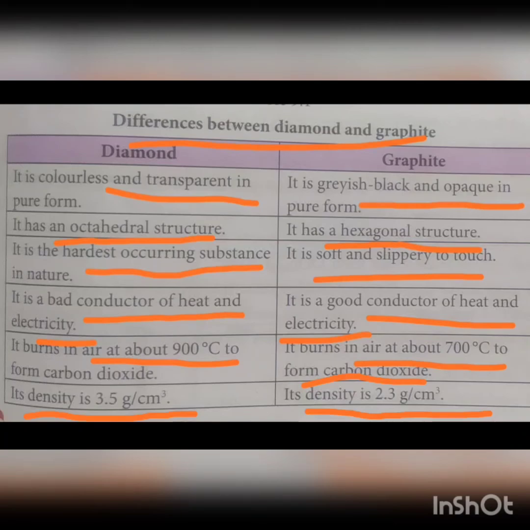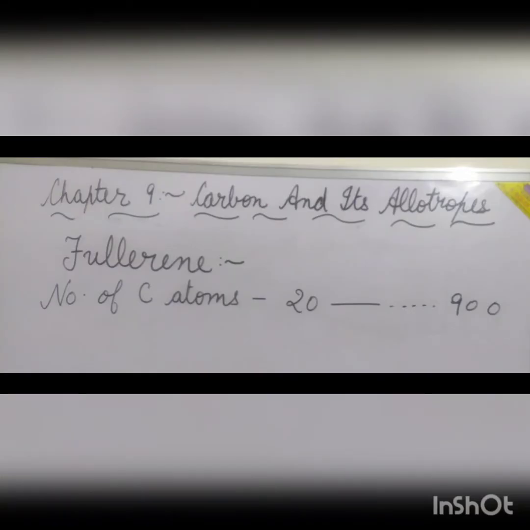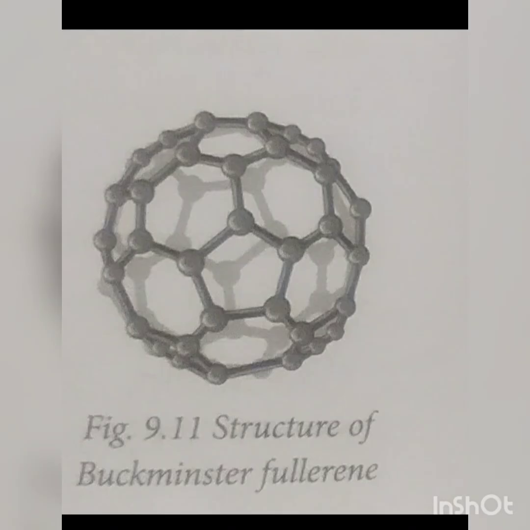The next crystalline form of carbon is Fullerene. The number of carbon atoms in its molecules can vary from 20 to 900. One of the most common Fullerene contains 60 atoms of carbon and is denoted by C60. It has a molecular structure that looks like a football or a dome.